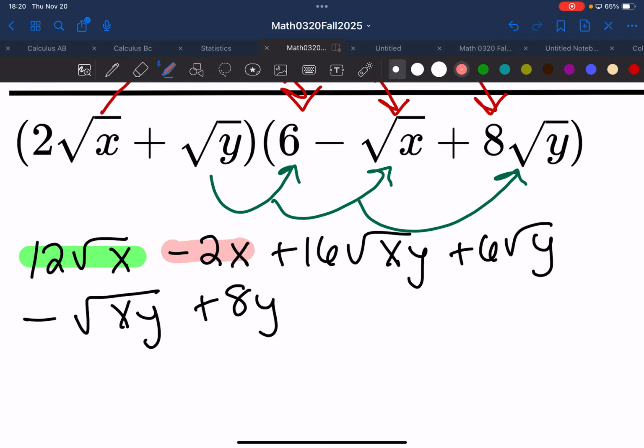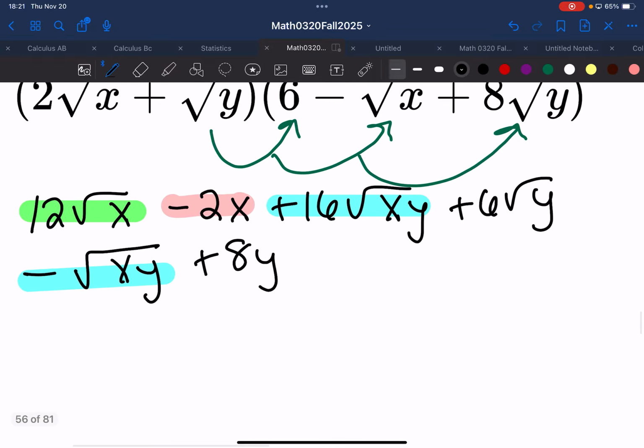This has a 2 and an x. Do I have another with just a variable x? No. Then I check this one. This is the square root of xy. Do I have anything similar? Yes, so I know I'm going to be combining it with that. And then looking at the last two, can I combine 6 square root of y and 8y? No, they're different, right? One is just y and one is the square root of y. So that means my answer here is going to be 12 square root of x minus 2x.